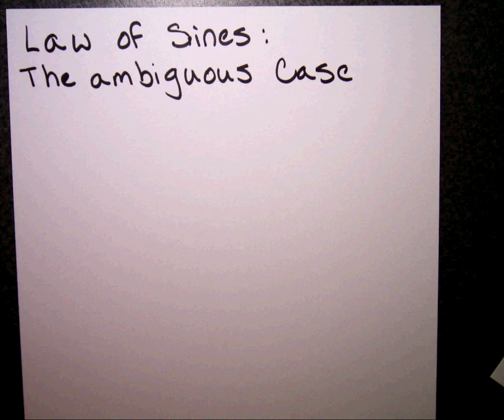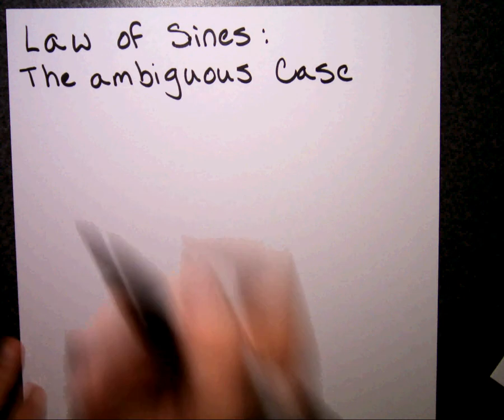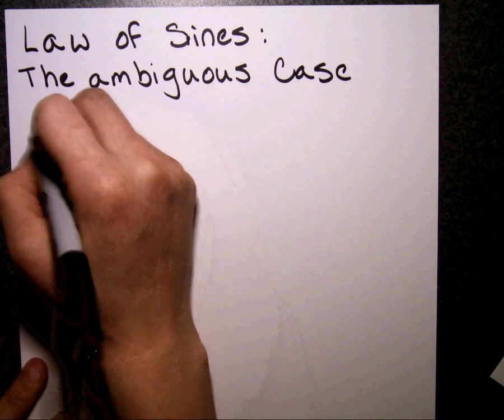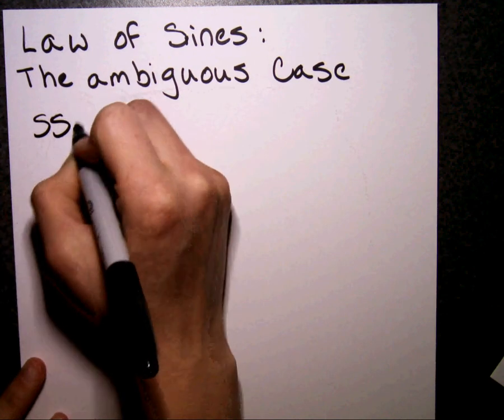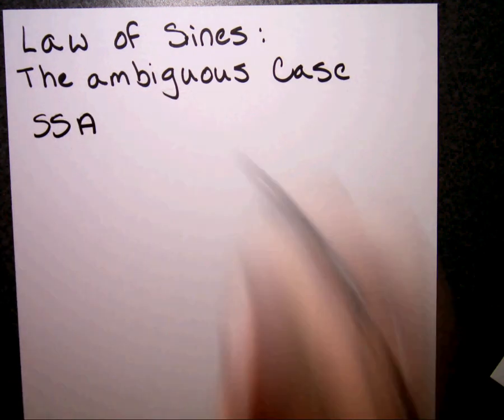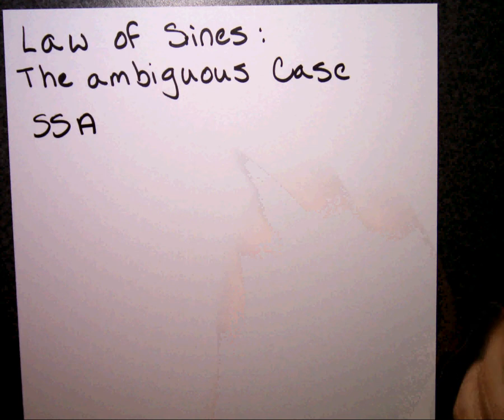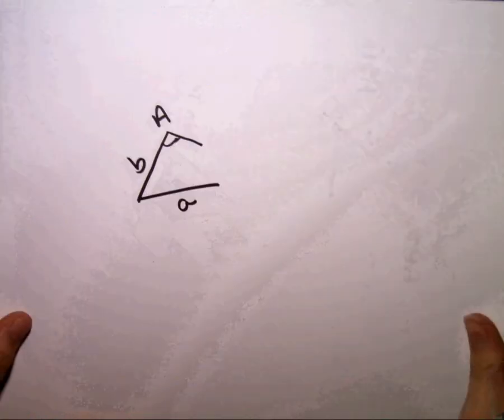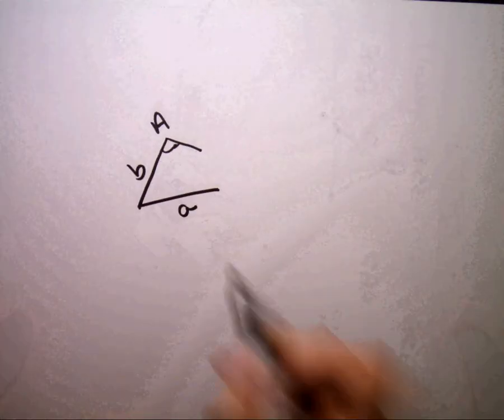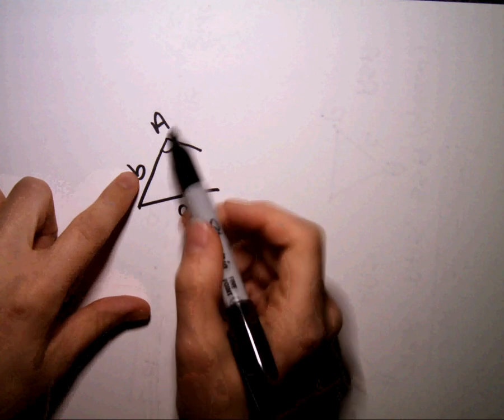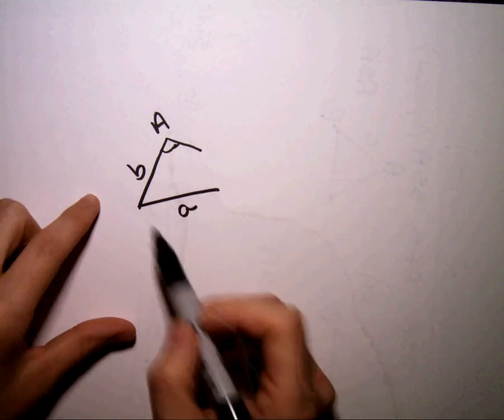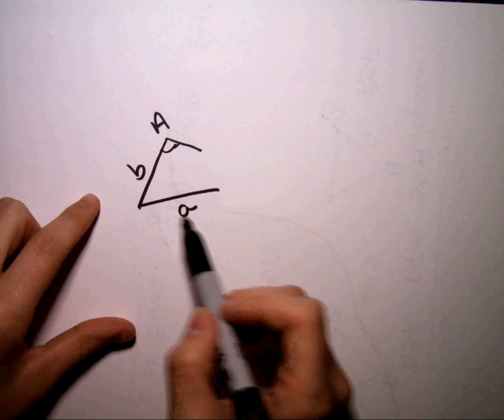Okay, continuing with law of sines, we're going to look at what we call the ambiguous case. The ambiguous case is where we're given two side lengths and an angle that's not between the two sides. So I drew you a little picture here. Say we're given side A and side B, and then angle A. Notice angle A is not between side A and side B, so this is side-side-angle.